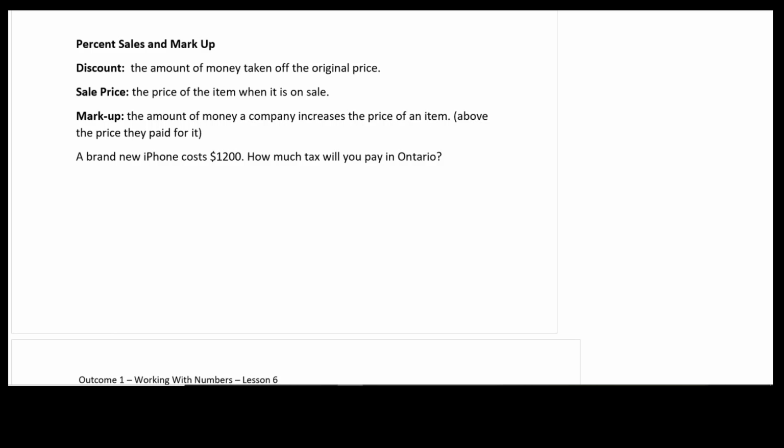So if they buy things for $50 and sell them for $80, they're marking them up by $30. So a brand new iPhone costs $1,200. How much tax will you pay in Ontario? Well, we have to know that in Ontario, we tend to pay the HST, the harmonized sales tax, and it's 13%. So that's a number that you've got to be familiar with.